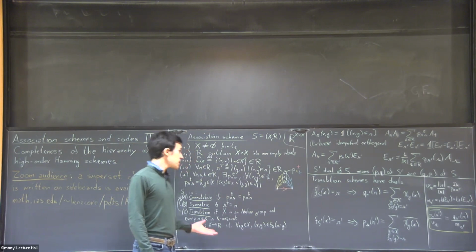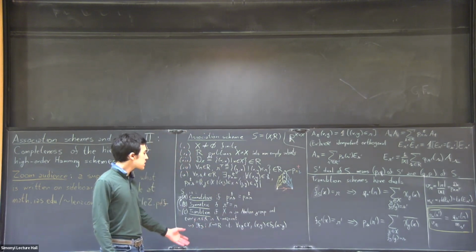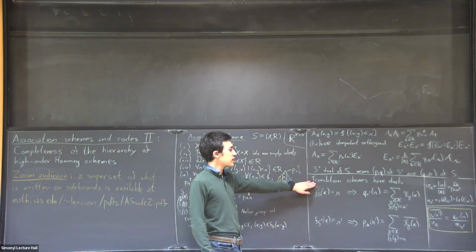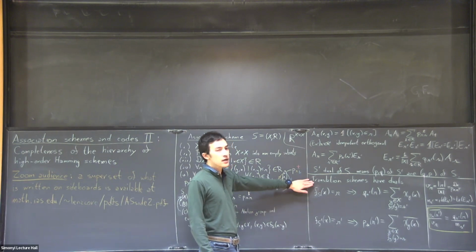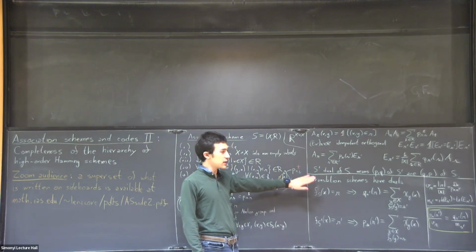So, for example, one thing that will happen a lot is that our schemes will be translation schemes. And this was a fact that I stated last time, I did not prove, but every time I give you a translation scheme, it always has a dual.